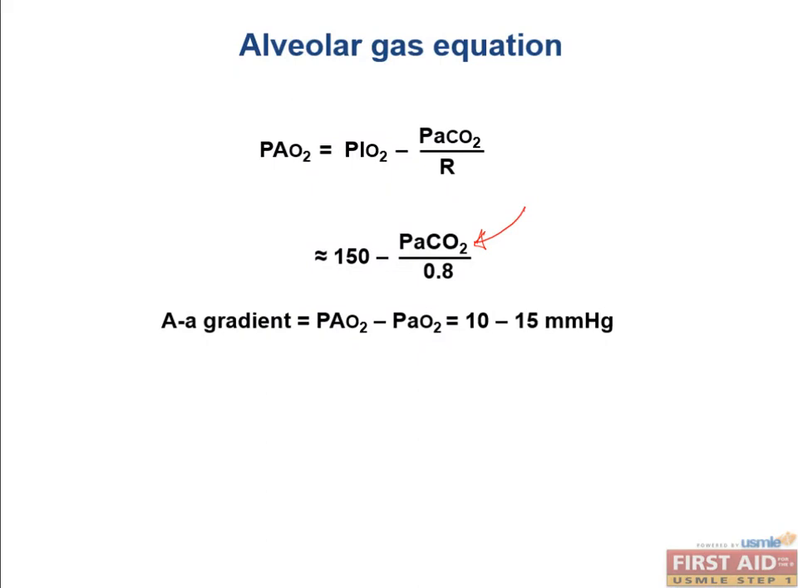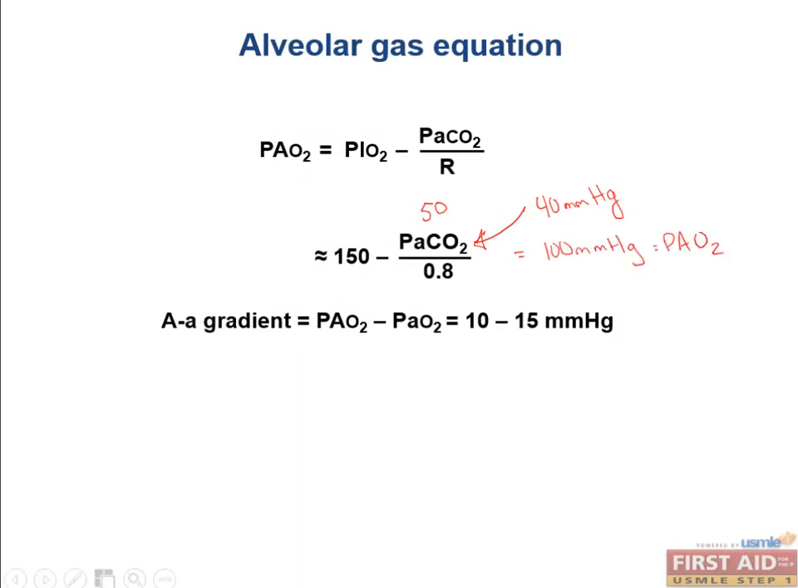So, what's normal PaO2 for a healthy adult at sea level? Well, the normal PaCO2 value is about 40 millimeters of mercury. So, divide that by 0.8 gives you 50, and finally a PaO2 of 100 millimeters of mercury.